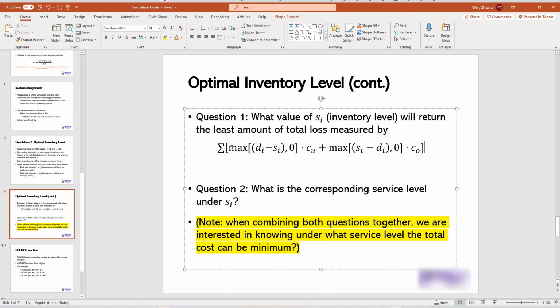I think this equation is very long because we're using the maximum expression within the parentheses. We know that this is actually a summation, right? You are summing up all 100 periods, summing up all the loss or cost associated with each week. Let's take a look at this part. When your demand minus S_I is positive, that means your demand is greater than your inventory, then the maximum expression will pick this part. Therefore this is a positive number you'll be getting from here.